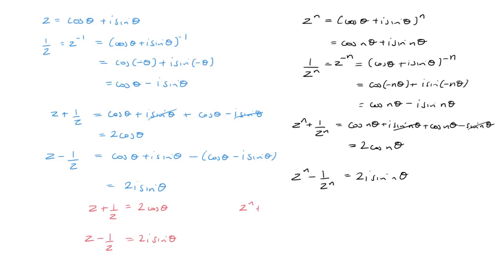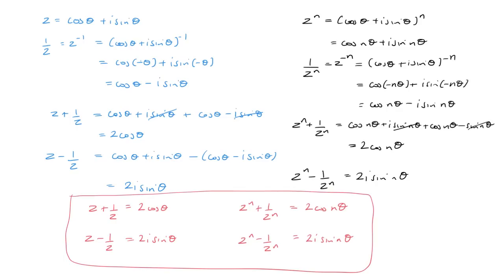And z to the n plus 1 over z to the n is 2 cos n theta. And z to the n minus 1 over z to the n is 2i sine n theta. And these results are all we need to worry about. We need to remember these 4 results. Now let's look at how we would use them.